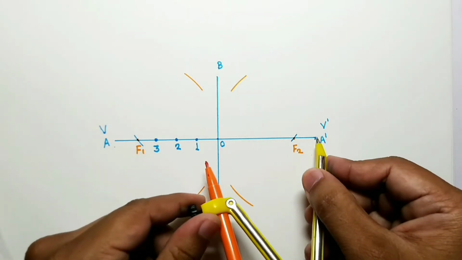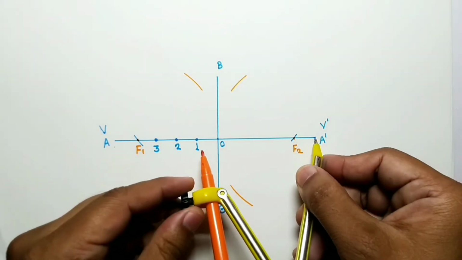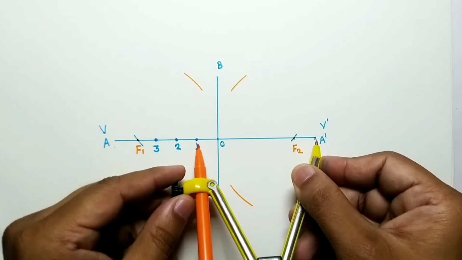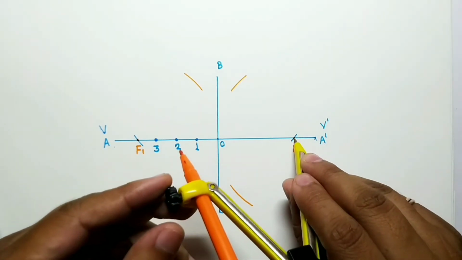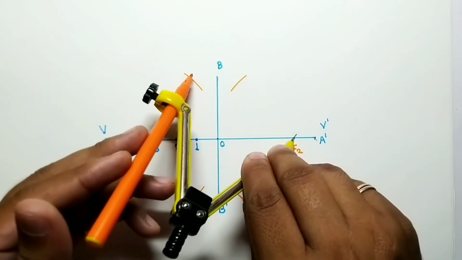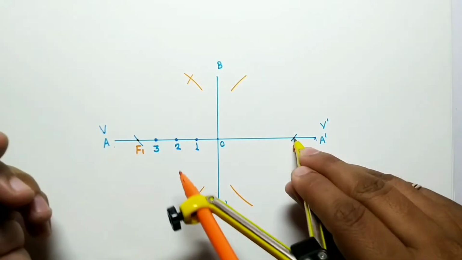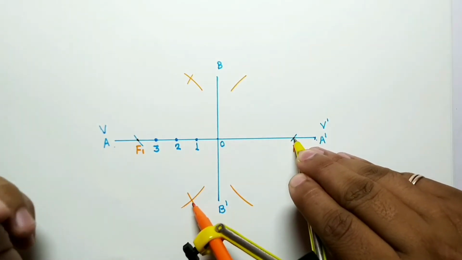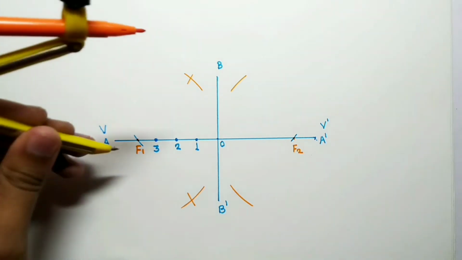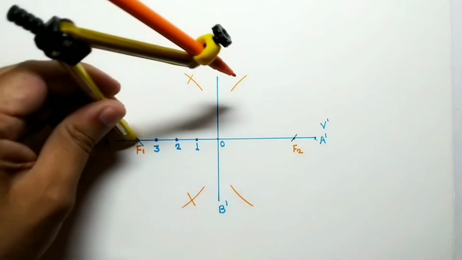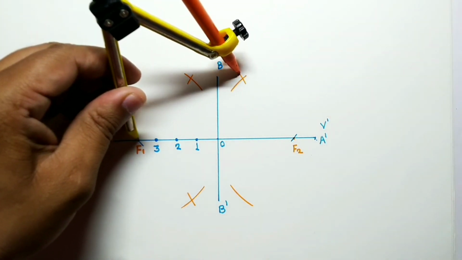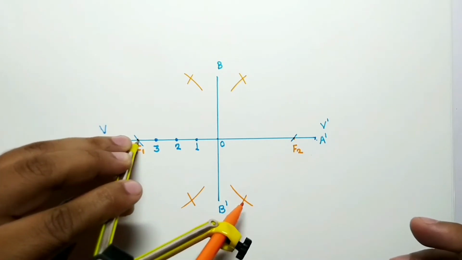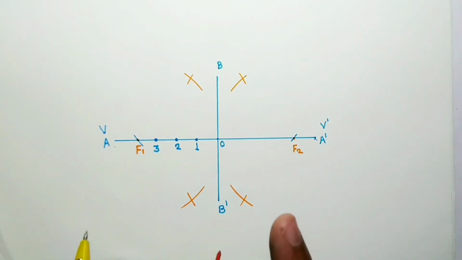Then take the distance A dash to 1, with the focus as center, mark one intersecting arc here and another intersecting arc on the downside. Again from F1 mark the intersecting arc. Take the one distance and mark the four arcs.